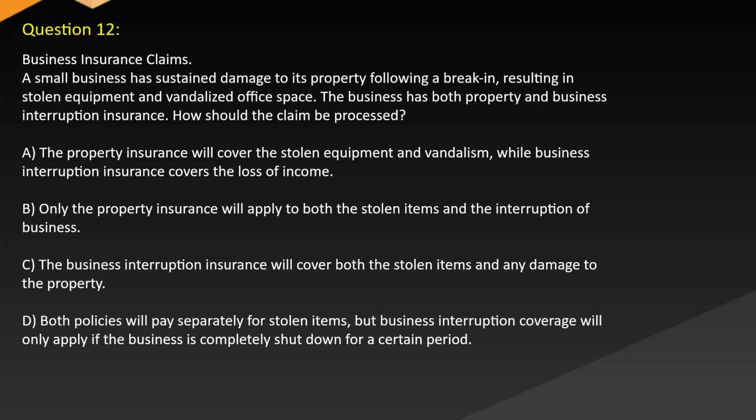A. The property insurance will cover the stolen equipment and vandalism, while business interruption insurance covers the loss of income. B. Only the property insurance will apply to both the stolen items and the interruption of business. C. The business interruption insurance will cover both the stolen items and any damage to the property. D. Both policies will pay separately for stolen items, but business interruption coverage will only apply if the business is completely shut down for a certain period.